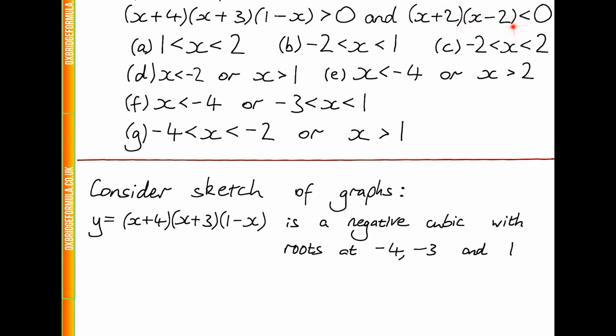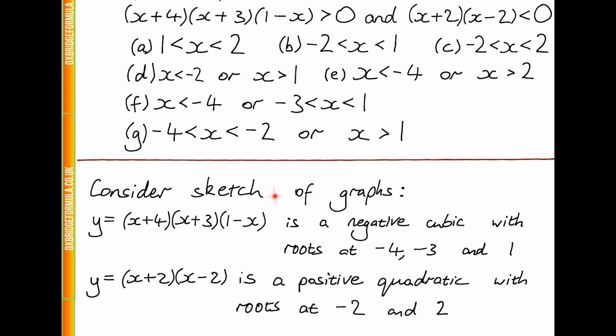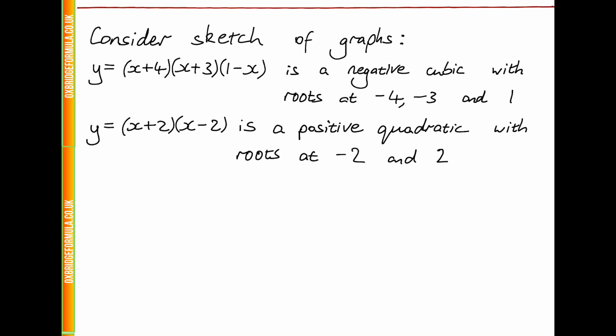And let's also think of y = (x + 2)(x - 2). Well, this is a quadratic expression, has roots at minus 2 and positive 2, and the coefficient of x squared, if we multiply this out, is 1, so it has a positive quadratic shape. So with this information, can we sketch the two graphs?